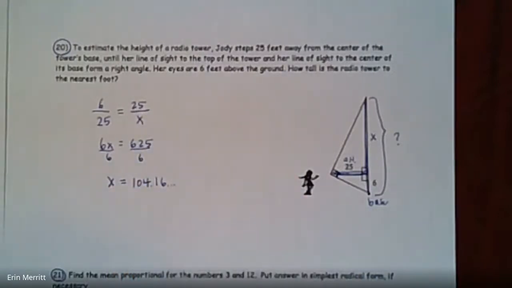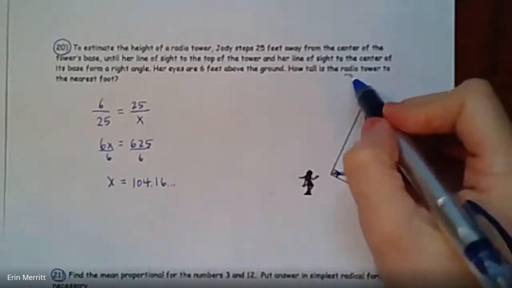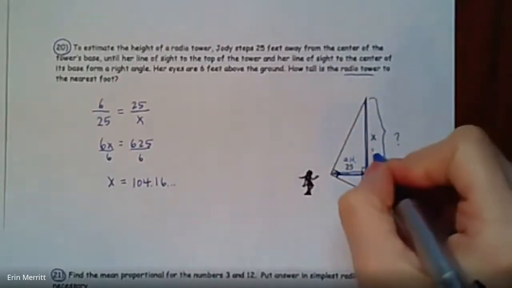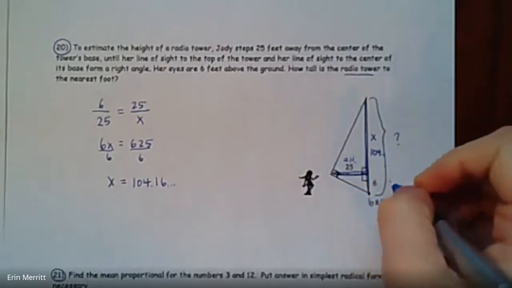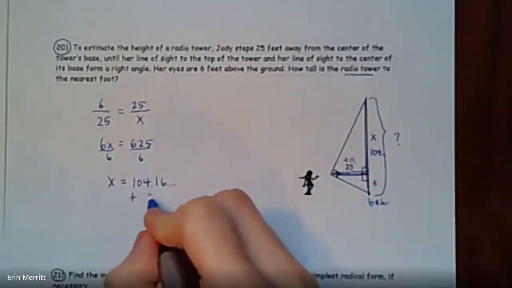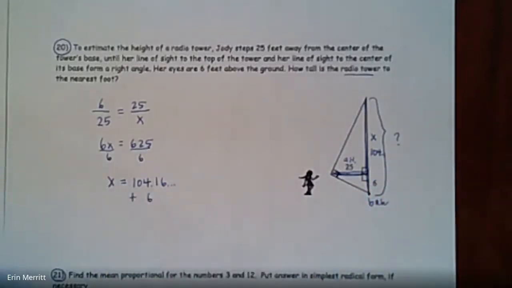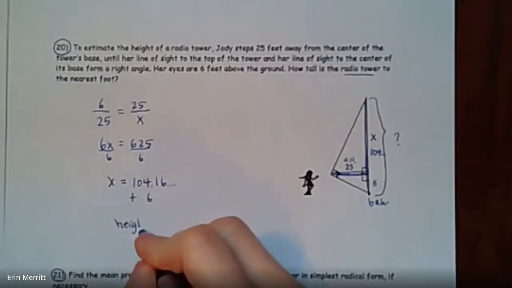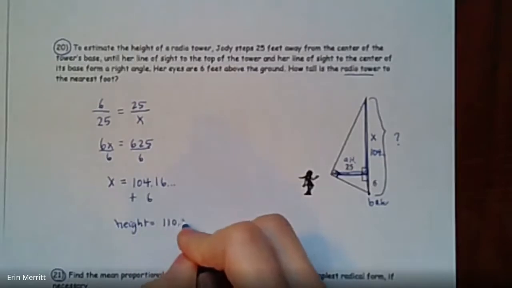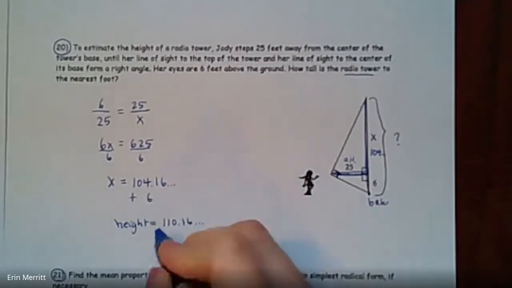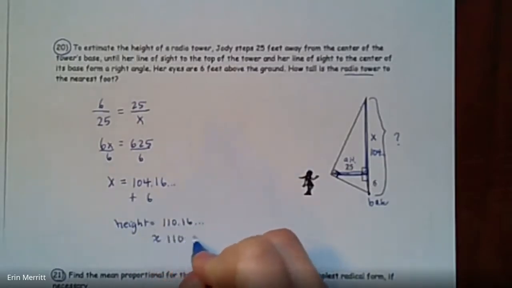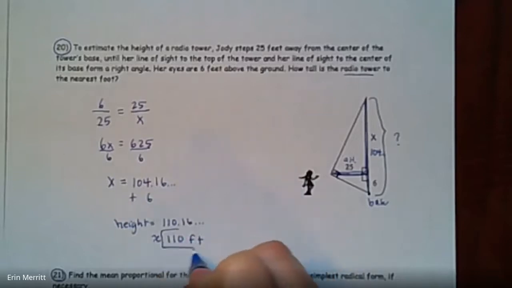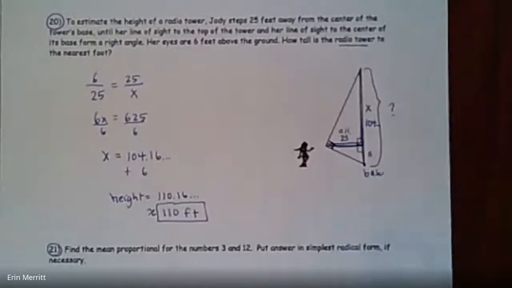So when it says, how tall is the radio tower to the nearest foot? Well, this part of it is 104 and change. And so then total, we would add 6 to that. So if we add 6, we're looking at the height as being 110.16, and it keeps going. So to the nearest foot, 110 feet. All right, that is number 20.